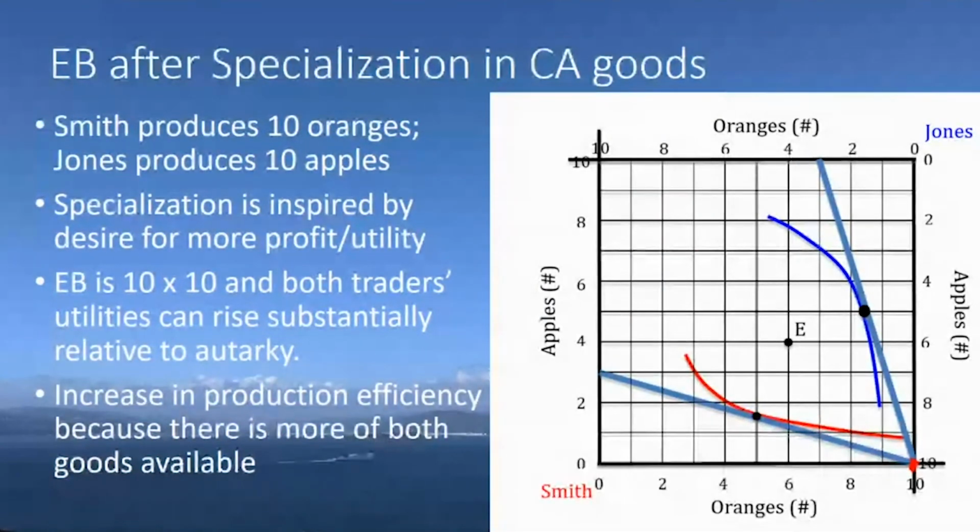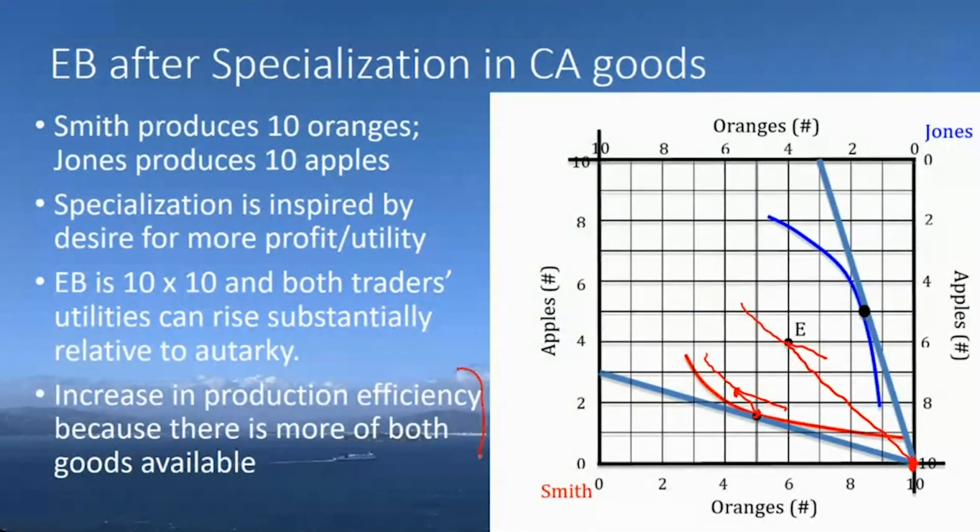And that's going to enable them not to trade just a little bit, 1 for 1, and get a little bump up in Smith's utility, for example. Instead, Smith is going to be able to trade from this point all the way up to, let's say, a point like E. Don't know exactly where. It's going to be somewhere in the midpoint, and that's going to enable Smith to get to a much higher indifference curve than he could have achieved on his own in autarky without specialization.